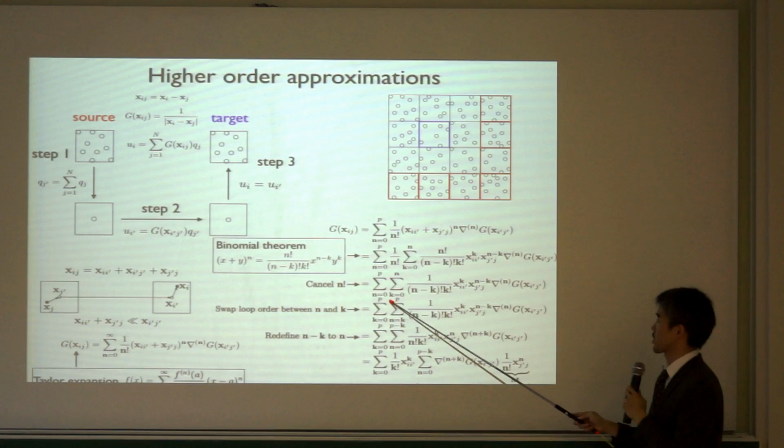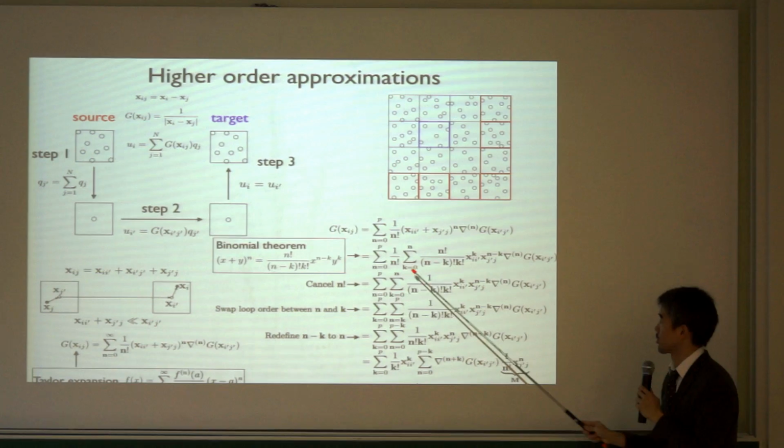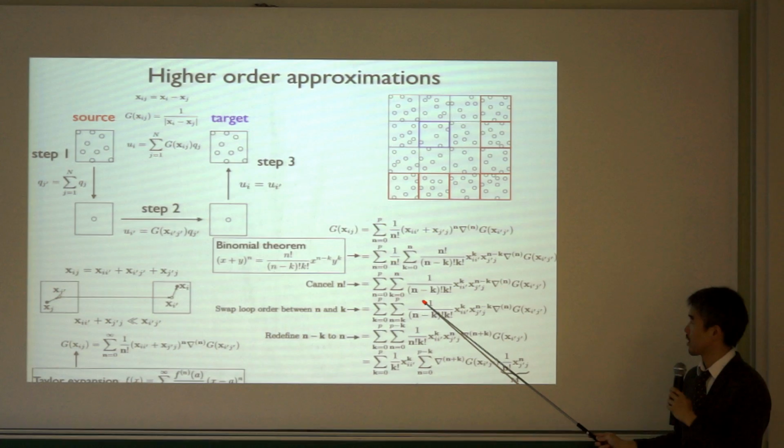So now the rest is even simpler math. We have n factorial here in the numerator and in the denominator, so we just cancel those two. That's this step. Everything else hasn't changed. The next step, we swap the loop order between n and k.